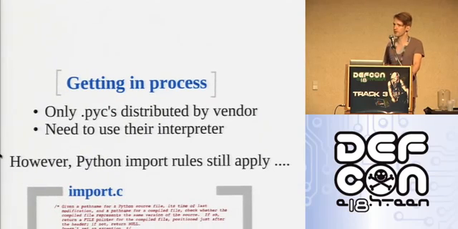So how do we get in process? I said we need to be in process so we can query the Python objects. Obviously, if people are trying to obfuscate their code, they won't distribute the PYs, they'll only distribute the PYCs. And if they've modified their runtime, you need to use their interpreter to run their PYCs because they've messed about with the marshalling or the bytecode number or whatever. But the import rules for Python still apply.